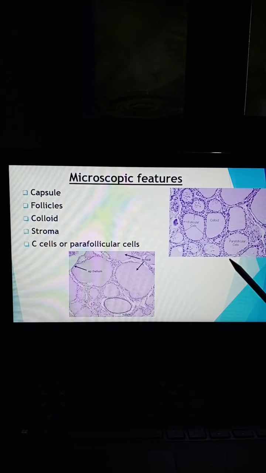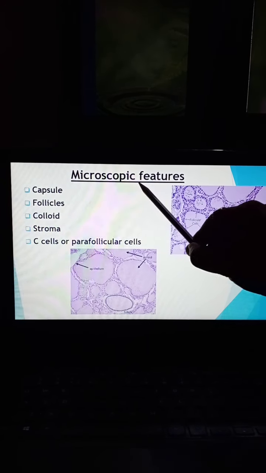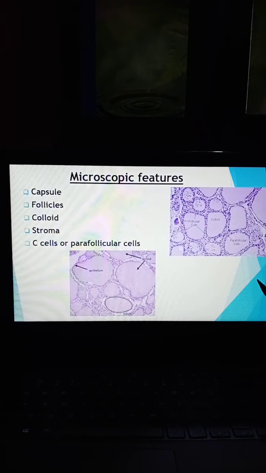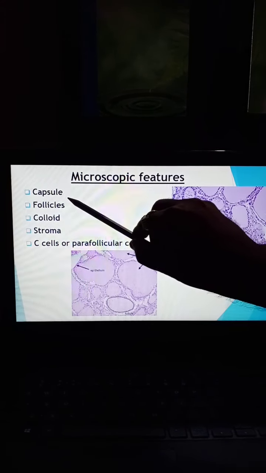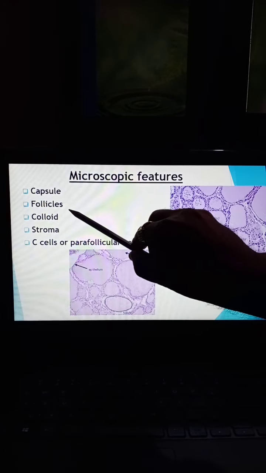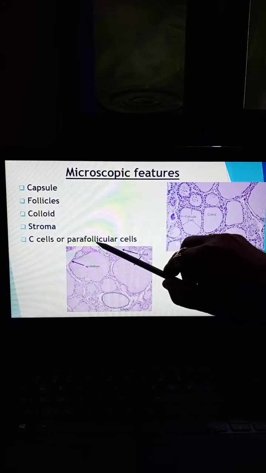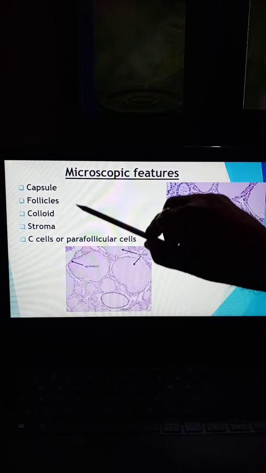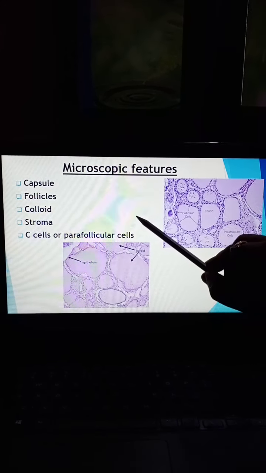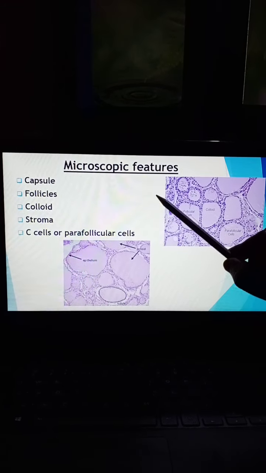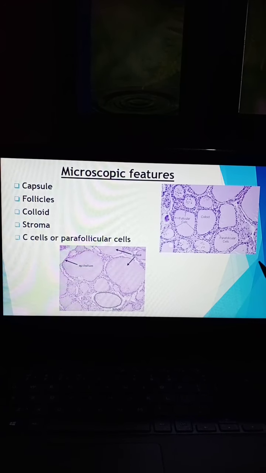After knowing the introduction, we will see about the microscopic features of the thyroid gland. When we see thyroid gland under microscope, we will see the following structures: capsule, then follicles present in the gland, then colloid, stroma and C cells or parafollicular cells. All this we will see one by one. To see that, we will look at the slide stained by regular H&E staining, that you know.